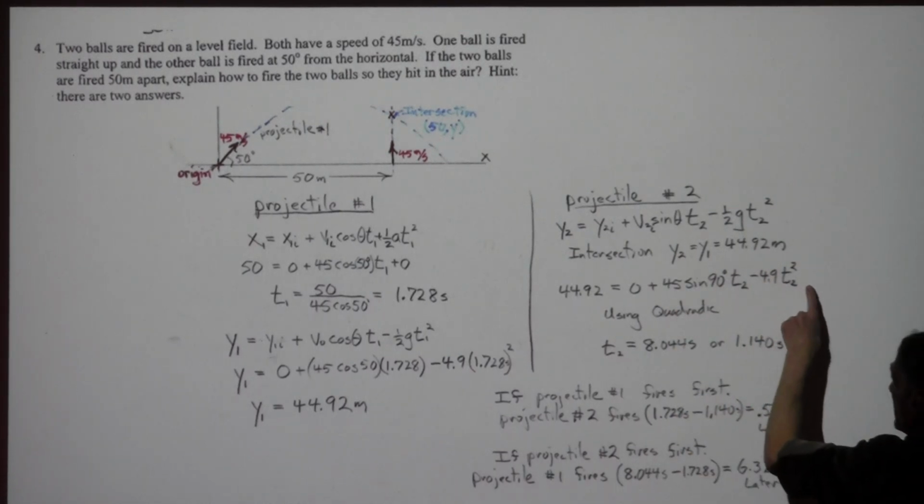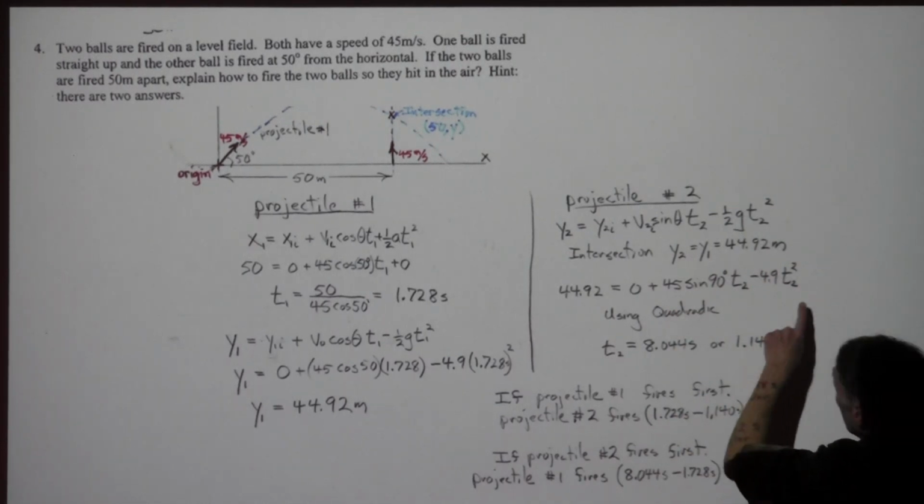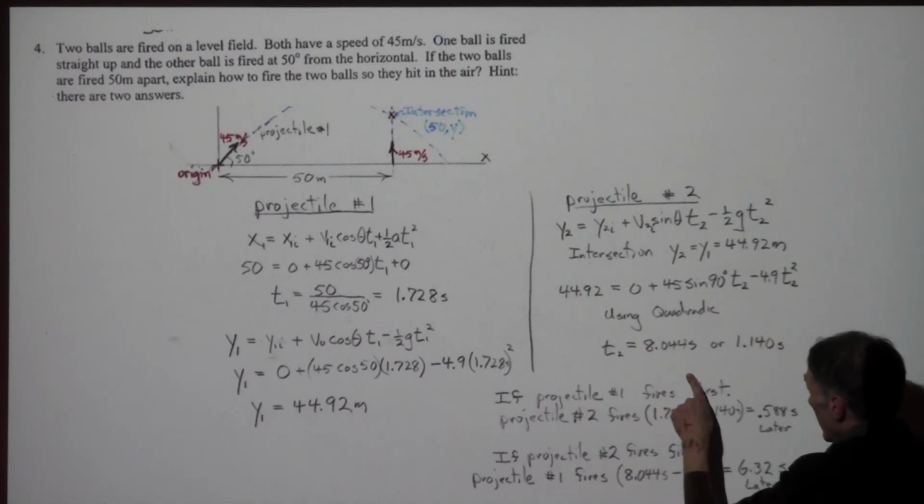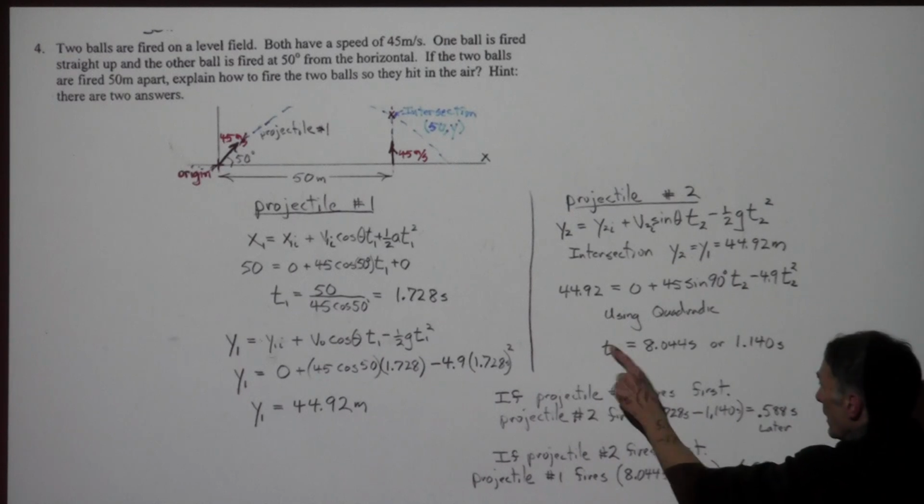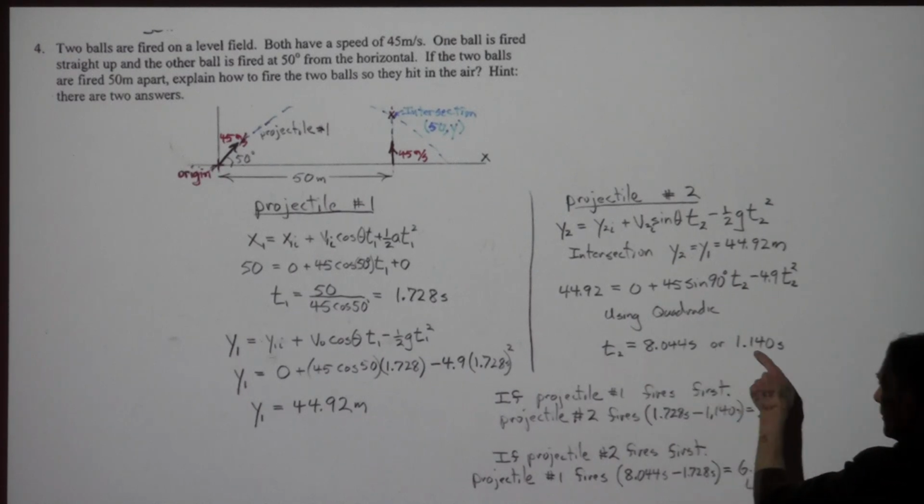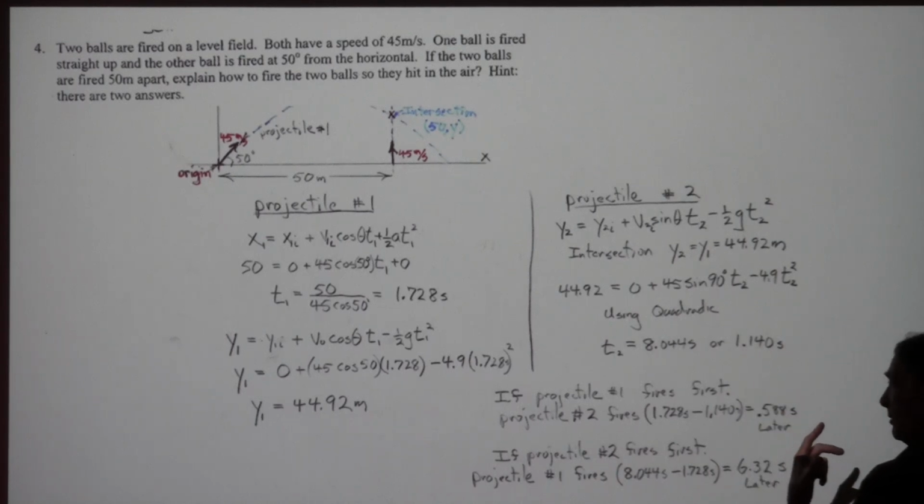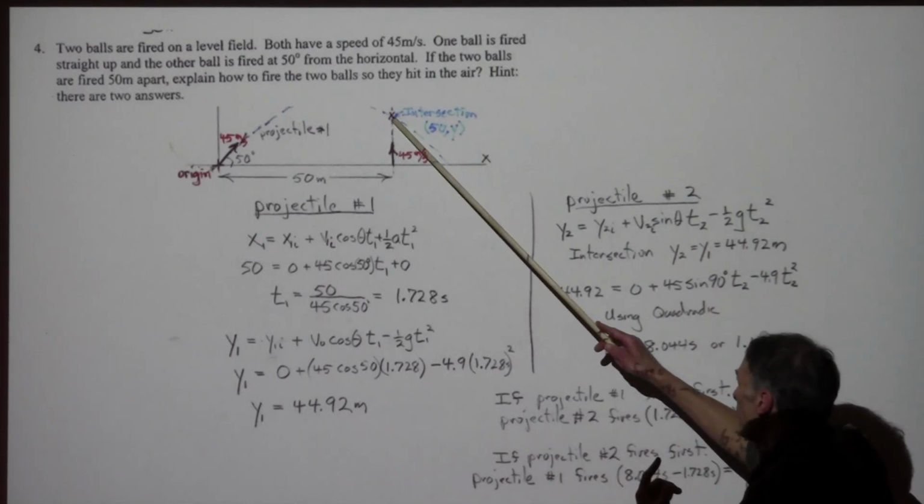It's got 1/2 gt squared. And we do need to use the quadratic equation where we get two solutions. I get one at 8 seconds and another a little over 1 second. Now, you say, well, two solutions through that point.